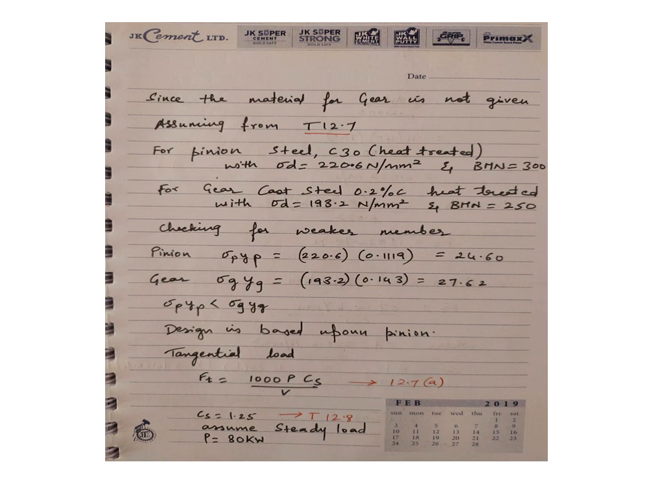Now before starting the design, we need to calculate the tangential load. Tangential load is given by Ft is equal to 1000 P Cs divided by V. This is as per equation number 12.7a from the data handbook, where Cs is the service factor, that we can assume as 1.25 from table number 12.8 from the data handbook, assuming a steady load for 24 hours per day. Now P is equal to power, that is given as 80 kilowatt.